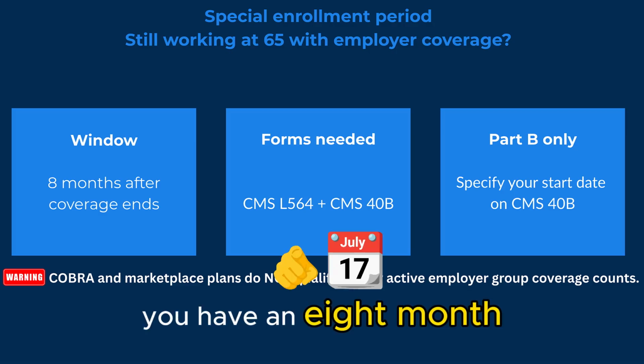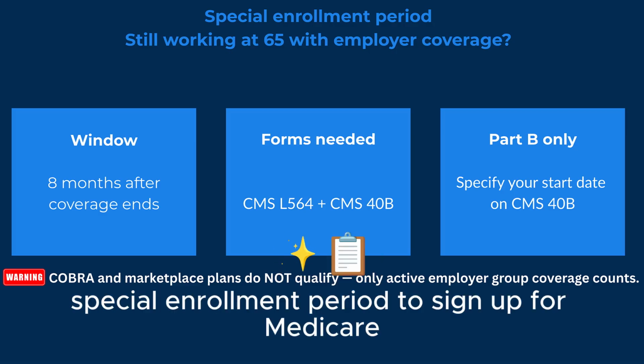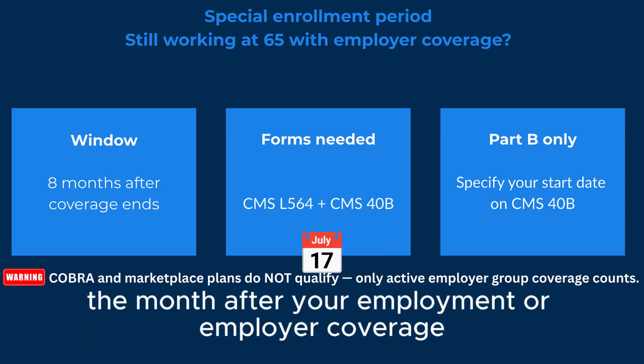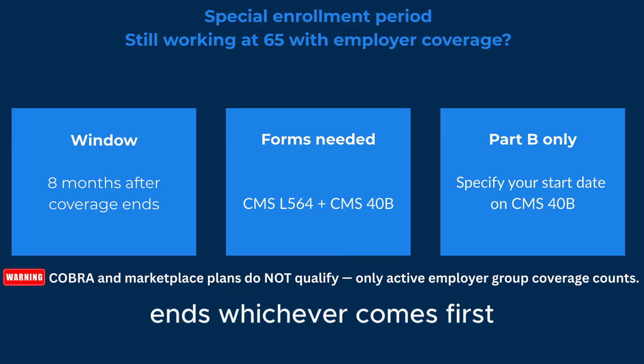Once that employer coverage ends, either because you retire, you lose the job, or the coverage stops, you have an 8-month special enrollment period to sign up for Medicare Part B without any penalty. That 8-month window starts the month after your employment or employer coverage ends, whichever comes first.